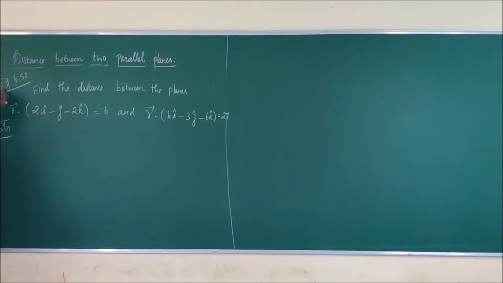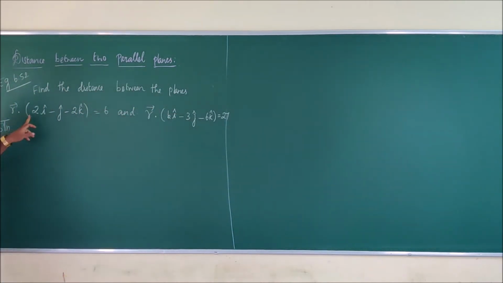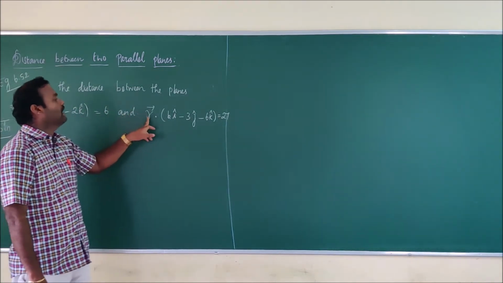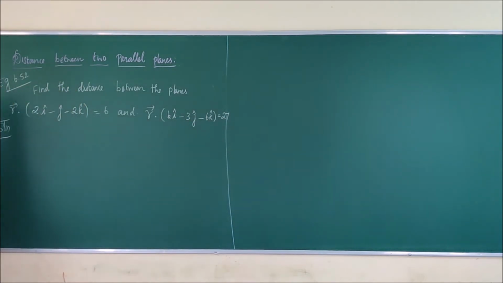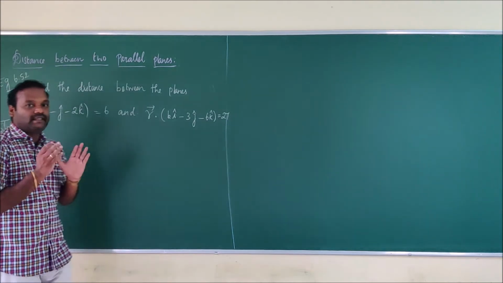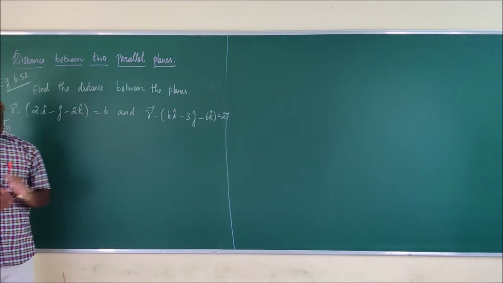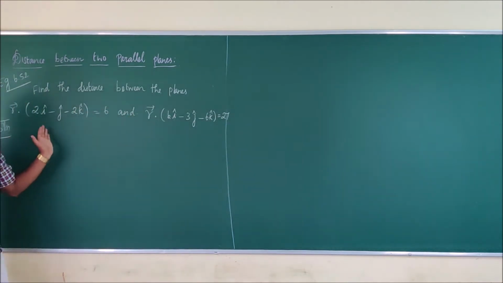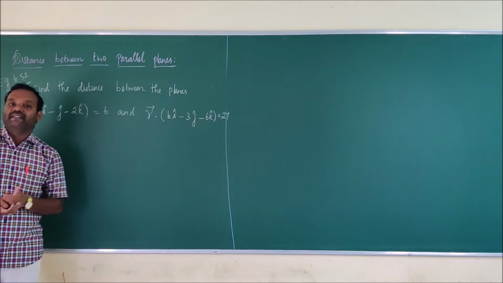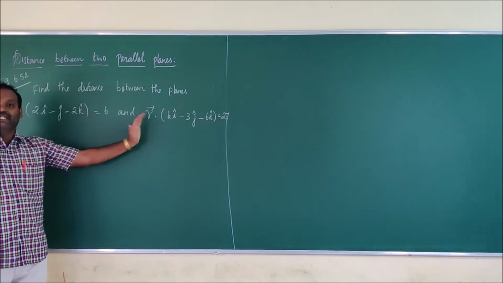Now example 6.52. Find the distance between the planes r vector dot 2i cap minus j cap minus 2k cap equal to 6 and r vector dot 6i cap minus 3j cap minus 6k cap equal to 27. If you want to find the distance between planes, first you have to make sure that the two planes are parallel. And the planes' equations are given in vector form, so you have to convert this into Cartesian form. So first we are going to write the Cartesian equation for these two planes.